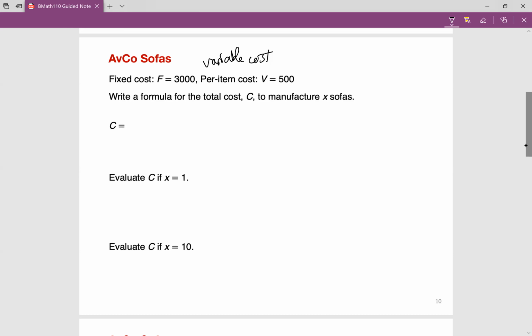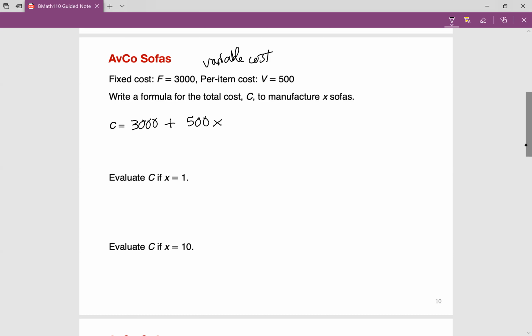So they want me to write a formula for the total cost, C, to manufacture X sofas. So that means we have X sofas in here. So it's going to be equal to fixed cost, 3,000, plus 500 multiplied by X sofas. How many sofas do I have? X. So that's going to be the formula for the total cost.